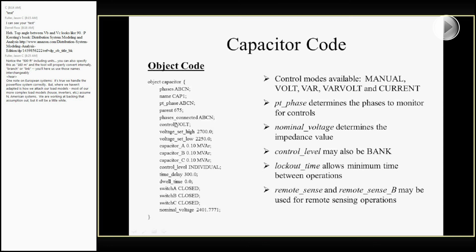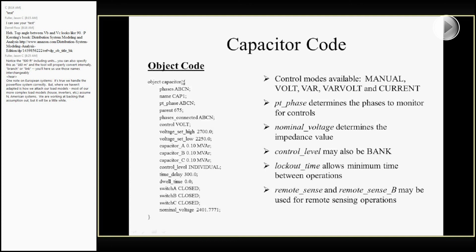And then the different control methods will have their different parameters as well. As it's listed here, we have manual, volt, VAR, VAR volt, and current. So manual control is basically either via a player or some other control method. You're telling when the switches on the capacitor banks to open and close. Voltage is if you wanted to maintain a particular voltage set point and specify some deadbands, it'll switch the capacitors in and off in accordance with that.